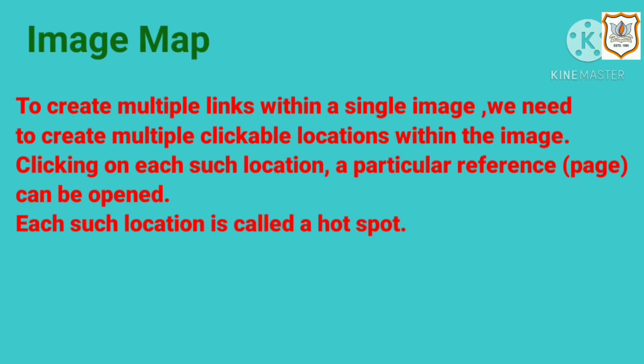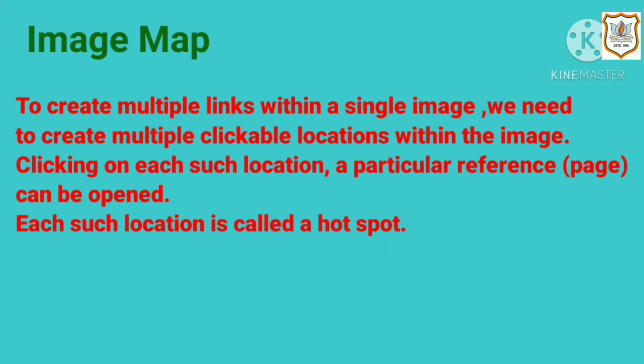Next one is image map. To create multiple links within a single image, we need to create multiple clickable locations within the image. Clicking on each such location, a particular reference can be opened. Each such location is called a hotspot. When one clicks on such a hotspot, a new web page can be opened. For example, a map of the world may have each country hyperlinked to further information about that country.